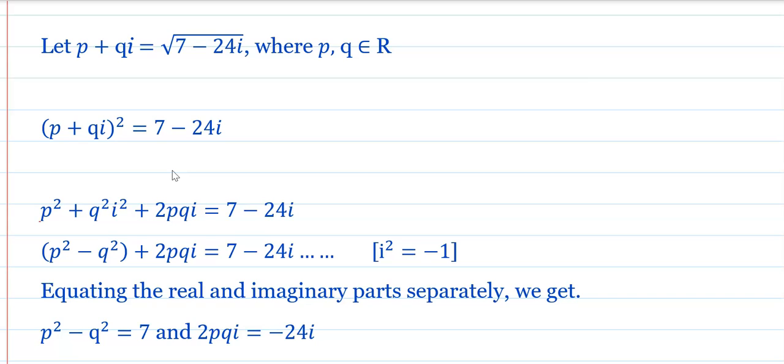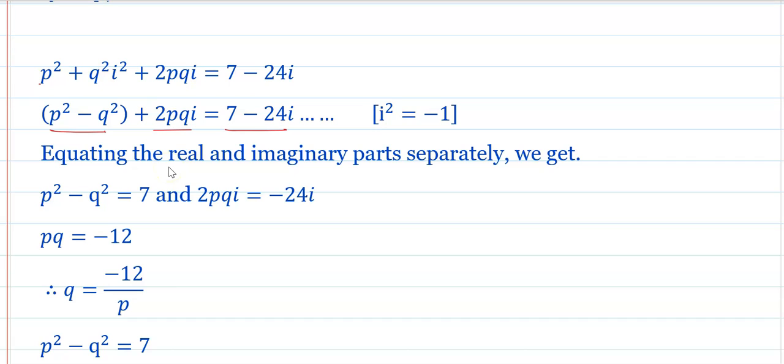Therefore p squared minus q squared, this is the real part. And what about the complex part? 2pqi equals 7 minus 24i. Equating the real and imaginary parts, we get p squared minus q squared equals 7, and 2pqi equals minus 24i. This i will get cancelled, so pq equals minus 12. Therefore q equals minus 12 upon p.